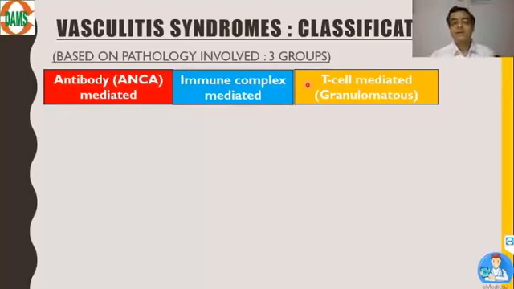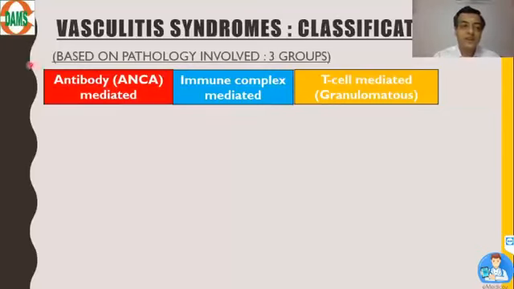Please remember the T cell mediated vasculitis are also known as granulomatous vasculitis. Whenever T cell activation is present, for example in tuberculosis infection, there is granuloma formation in the affected tissue. That is why T cell mediated vasculitis are also called granulomatous vasculitis.